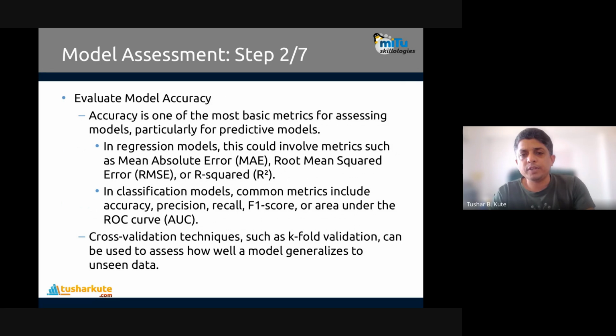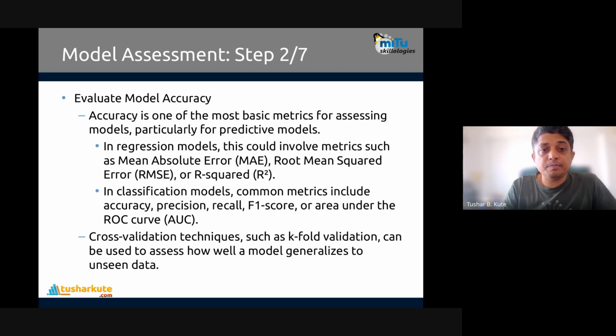Now if we talk about machine learning models, they are evaluated with the help of certain numerical methods, which are implemented exactly in the same way here also. Model accuracy is one of the most basic metrics for assessing models, particularly for predictive modeling. Predictive is when they are predicting some kind of outputs. In regression modeling, this could involve metrics such as MAE, mean absolute error, or root mean squared error, RMSE, or R squared error.